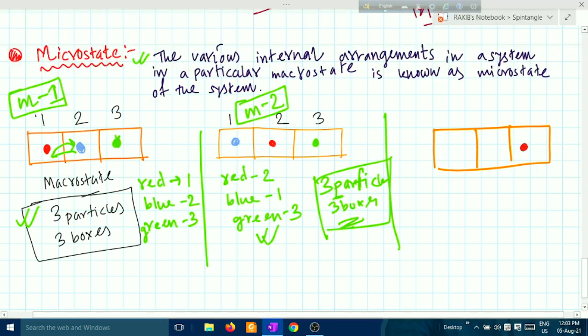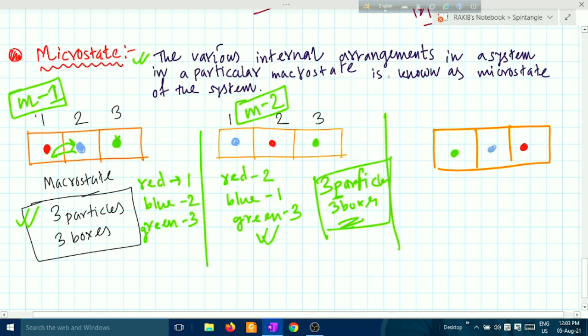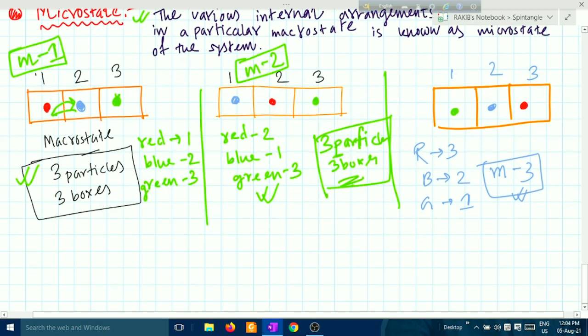Say the red ball goes here. The green ball comes here, and the blue ball is in the middle compartment. This is the 1, 2, 3 compartment. This means the red goes in 3, the blue goes in 2, the green goes in 1. This is another microstate, say microstate 3. The macrostate does not change here either. The 3 particle 3 box macrostate does not change, but the microstate undergoes a change. These are the individual microstates.